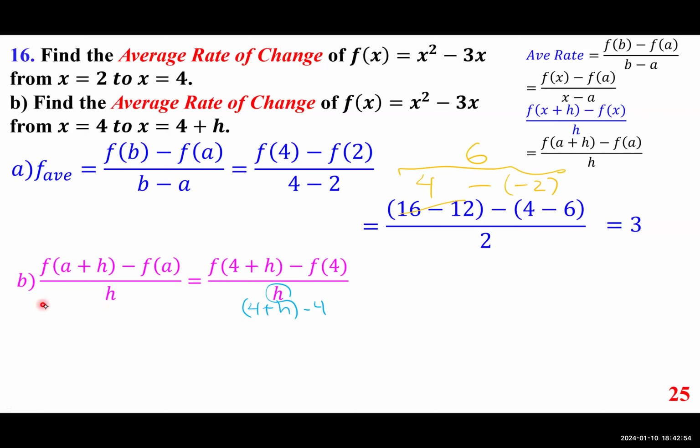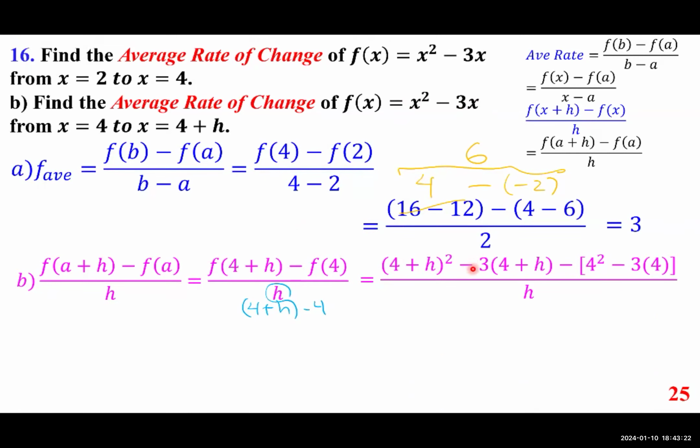Now, we're going to put 4 plus h. That means (4 plus h) squared minus 3 times (4 plus h). F of 4, we already know it's 4, but if we were to evaluate it, we put 4 squared minus 3 times 4. Now, I hope you know this is 16. Then 4 times h times 2 is 8h plus h squared. This is minus 12 minus 3h. Minus, we can simplify this or just write it minus. This is 16. Remember that.